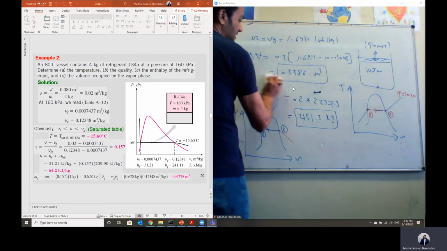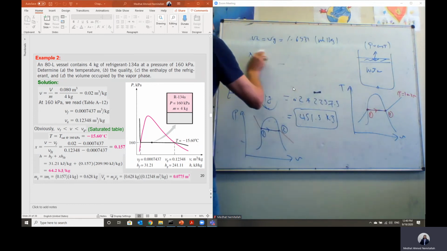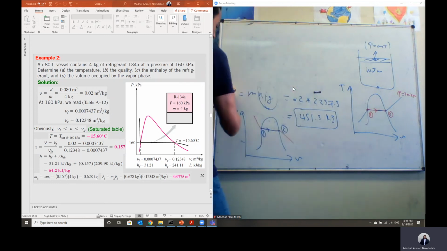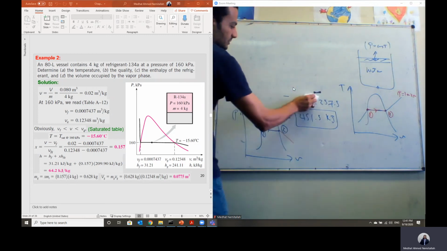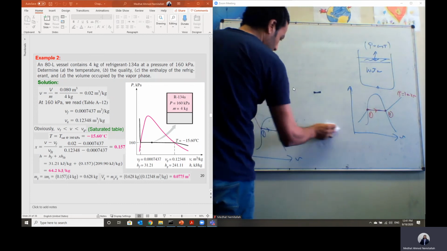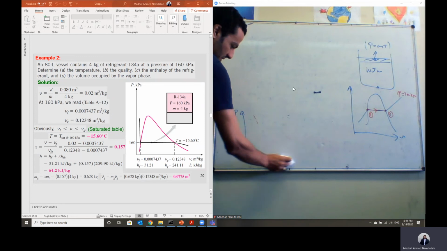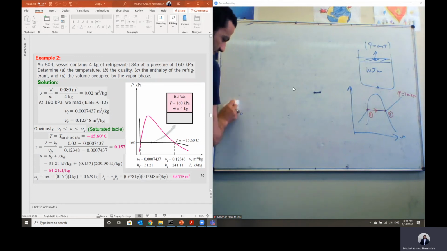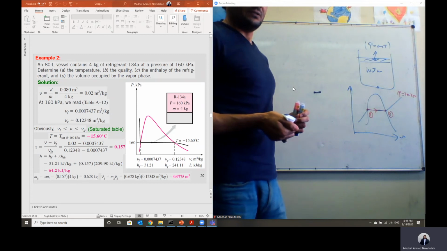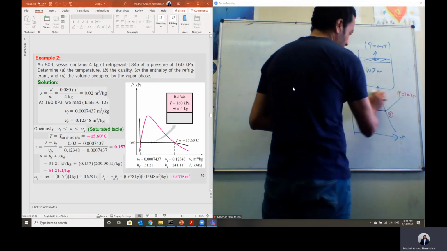Here he said we have 80 liter. That means we are given the volume, in liters. But to convert from liter to meter cube, we have to divide by 10 to the power 3, or multiply by 10 to the power minus 3, okay? And he said this 80 liter vessel contains 4 kilograms of refrigerant 134A.